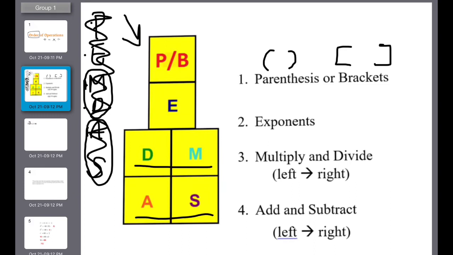So let's pause the video and copy this picture and the order of operations on the right into our notes. Pause the video and copy this into your notes now.